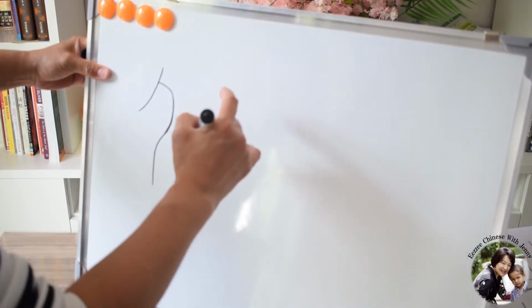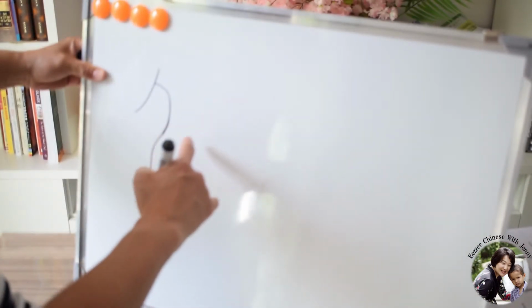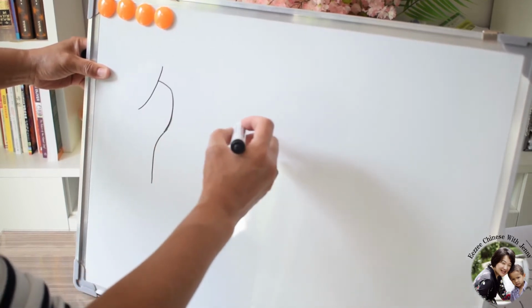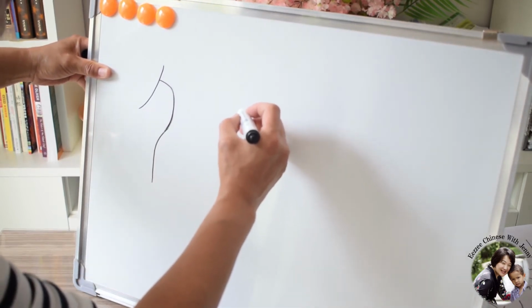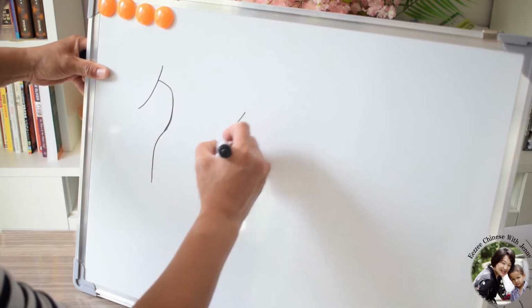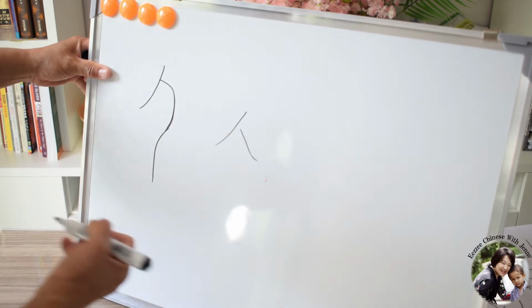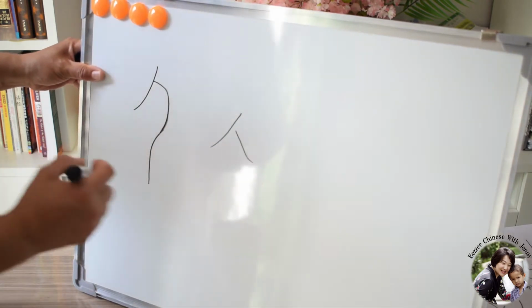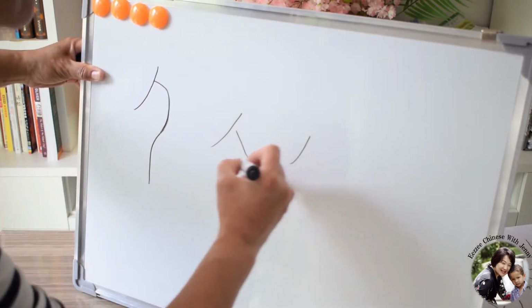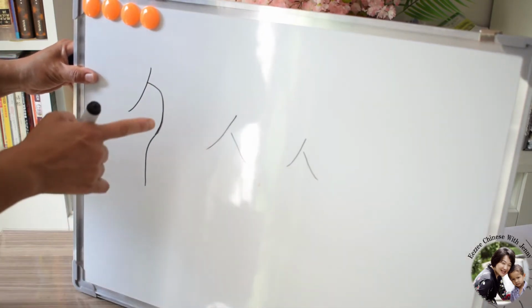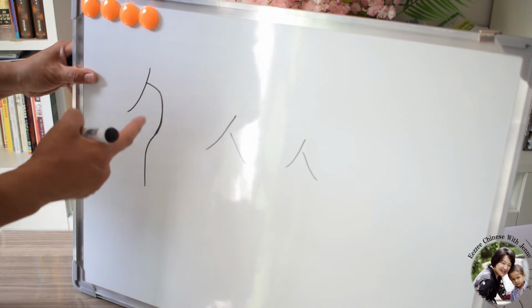Remember, always write the Chinese character from left to right, from top to down. So this character, the current handwriting, is like this. First stroke and second stroke. Did you get it? First stroke, second stroke. So this means a person.